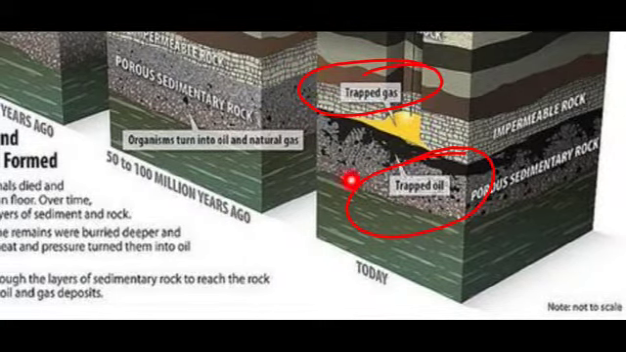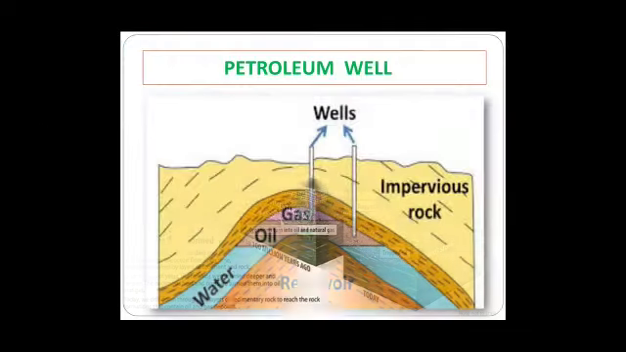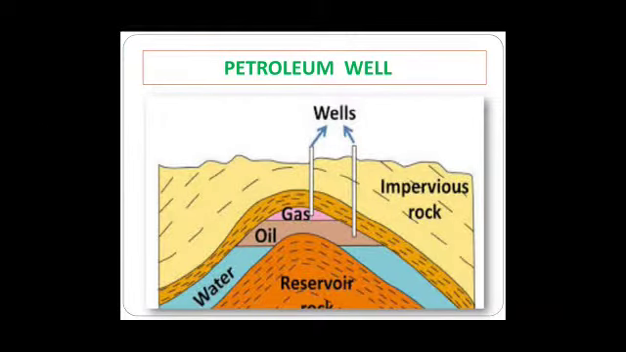So this is the oil below, and the gas being lighter is accumulated over the top. So gas lies above and below is the oil. This is petroleum, this is natural gas. Let's proceed. This is a petroleum well. So how do we get petroleum?